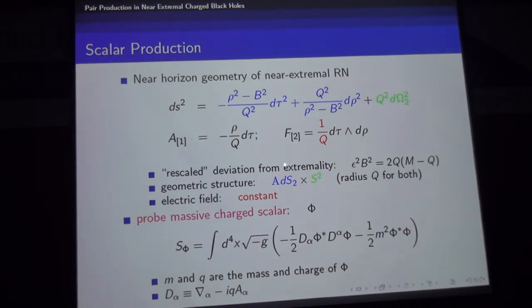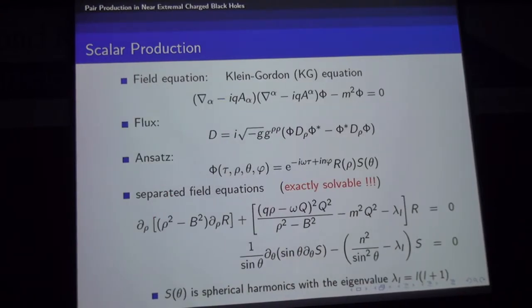And we want to solve the dynamics of the massive charged scalar field in this background. So this is the Lagrangian of the massive charged scalar field, where capital D is the covariant derivative, with minimal coupling to the gauge field. From this we have the Klein-Gordon equation, and for the flux we want to consider the radial direction flux. So this is the formula to compute the flux. Because of the spherical symmetry, we assume the scalar field has such a form, and substitute this into the Klein-Gordon equation.